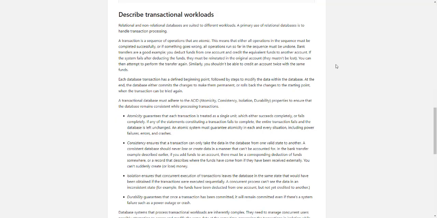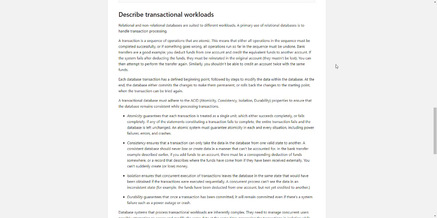Describe transactional workloads. Relational and non-relational databases are suited to different workloads. A primary use of relational databases is to handle transactional processing. A transaction is a sequence of operations that are atomic. This means that all operations in the sequence must be completed successfully, or if something goes wrong, all operations run so far in the sequence must be undone.